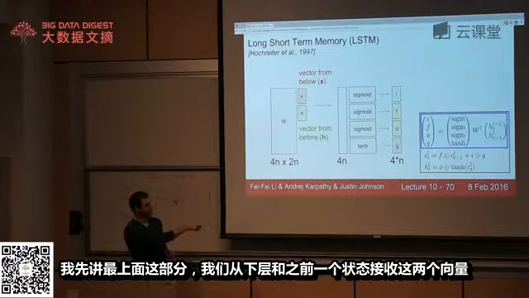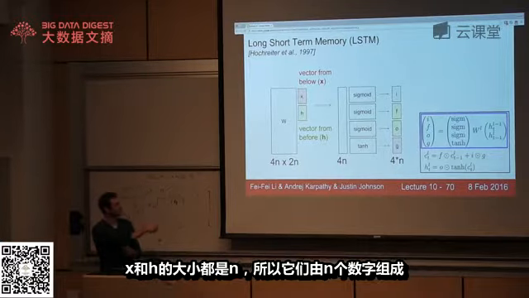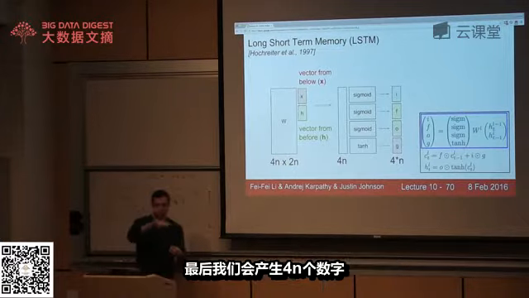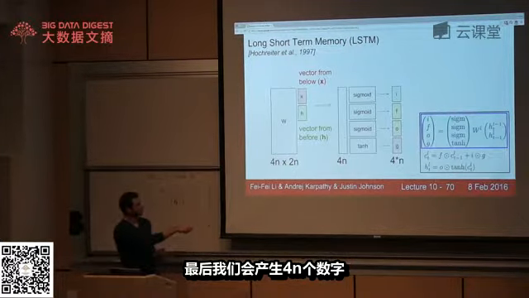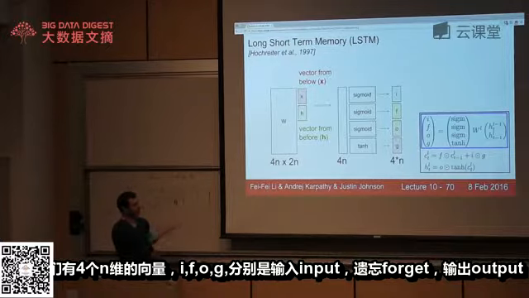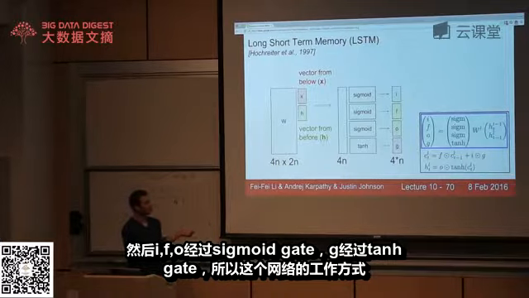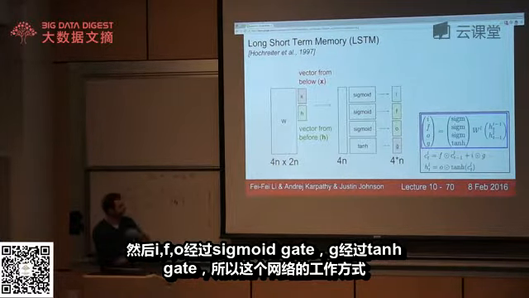And I'm going to first focus on the first part here on the top, where we take these two vectors from below and from before. So x and h. h is our previous hidden state, and x is the input. We map them through that transformation W. Now, if both x and h are of size n, so there's n numbers in them, we're going to end up producing 4n numbers, through this W matrix, which is 4n by 2n. So we have these four n-dimensional vectors, i, f, o, and g. They're short for input, forget, output, and g. I'm not sure what that's short for. It's just g. And so the i, f, and o go through sigmoid gates, and g goes through a tanh gate.